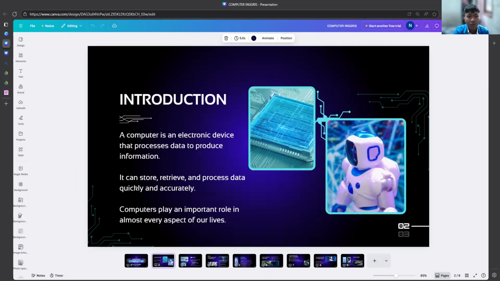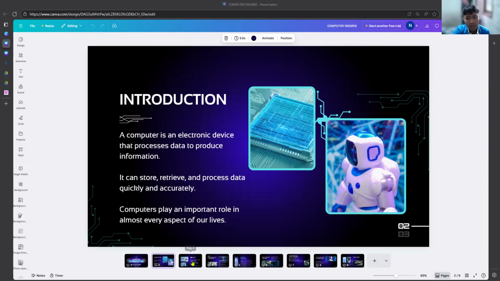The next slide, definition of computer. So what is a computer? A computer is an electronic device that processes data to produce information. It can retrieve, store, and process data, then give us useful results as output. In simple words, a computer is a smart machine that helps people do many things more easily.